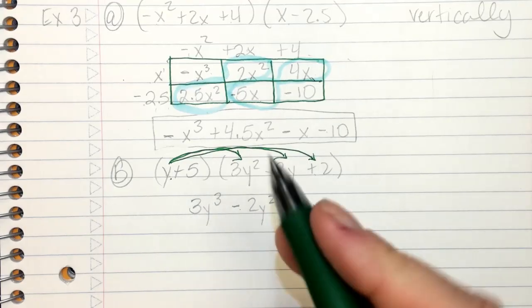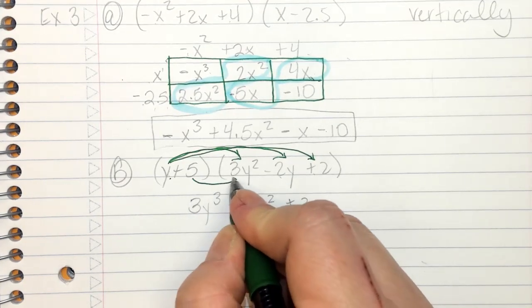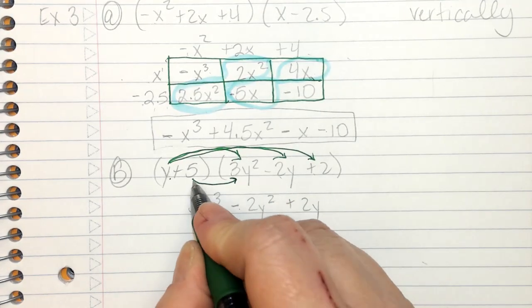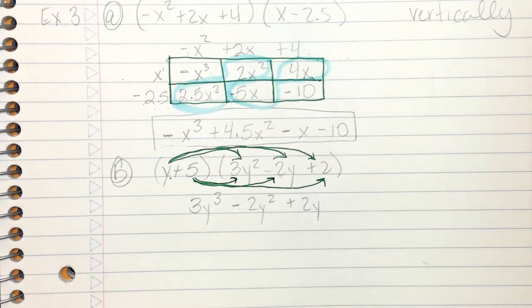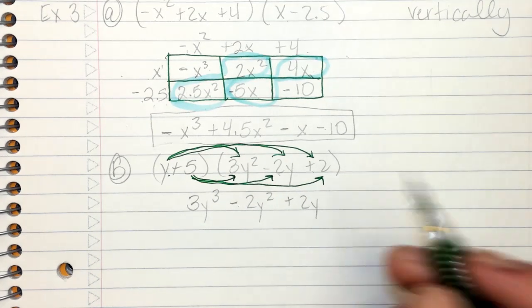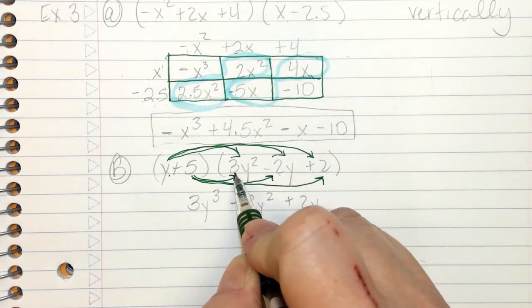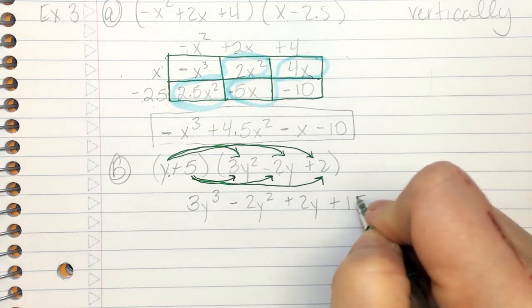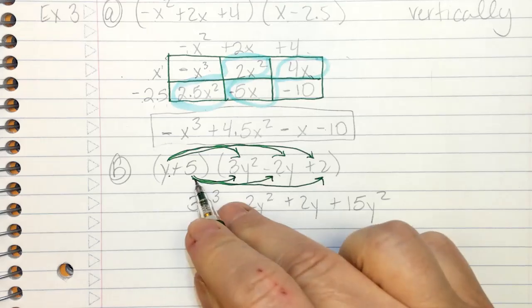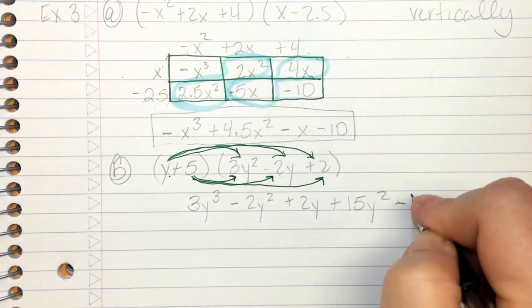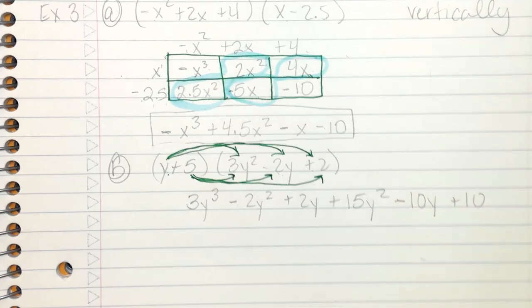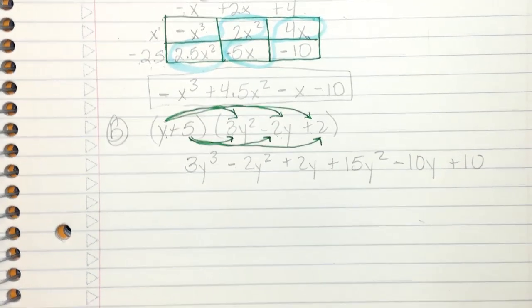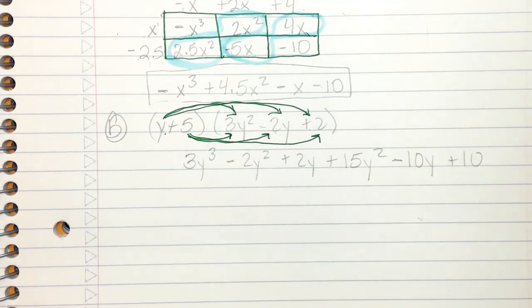Now we have to do the same thing with the 5. So we got to multiply 5 times 3y squared, 5 times negative 2y, 5 times 2. So 5 times 3y squared would give us 15y squared. 5 times negative 2y would give us negative 10y. And 5 times 2 would give us positive 10. And so just like in examples 1 and 2, we would now just combine our like terms.